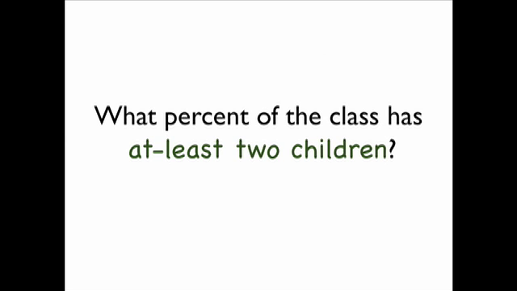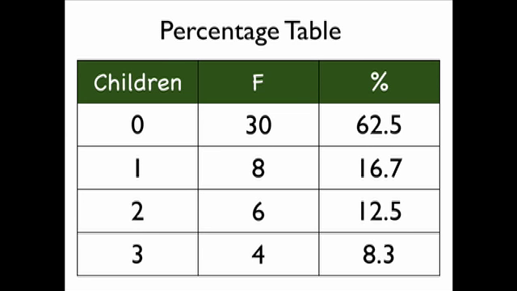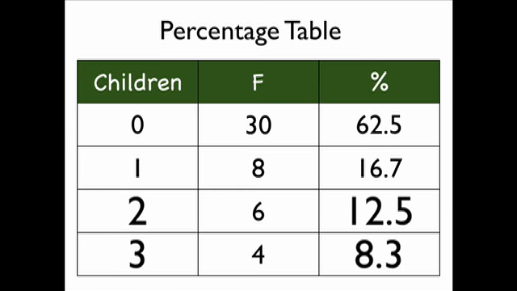What percent of the class has at least 2 children? At least 2 means 2 or more. The 2 is at least 2, and the 3 is at least 2. So if you had 2 or 3 children, you had at least 2 children. Take the 12.5 and the 8.3 and add these percentages.